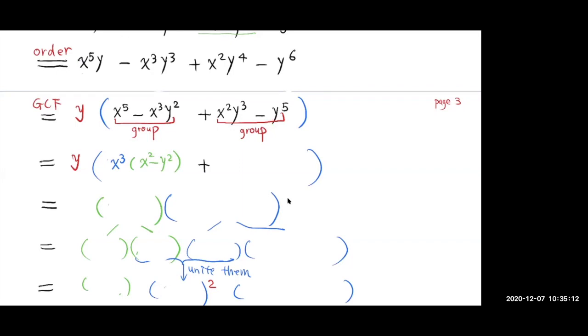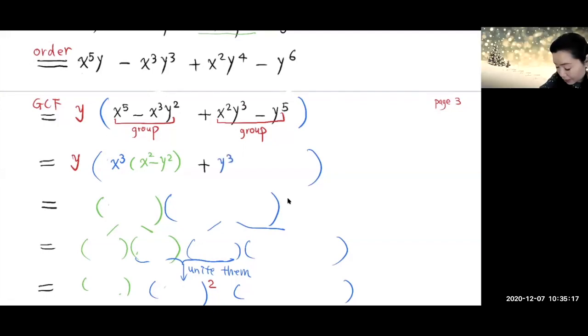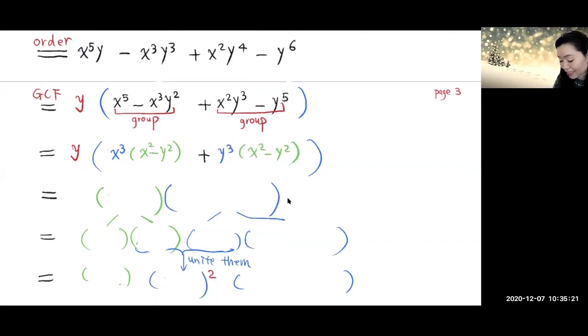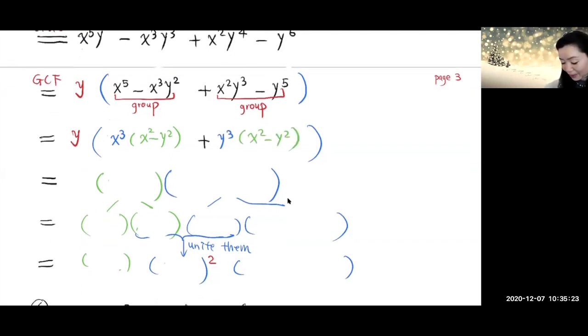Y cubed. Y cubed. Y cubed, you got it. Okay, good job. Okay, y cubed. And then you have this x squared minus y squared right here. Okay. Now remember the grouping. So the grouping. So we have y. So for the grouping method, the second step is to take out this.